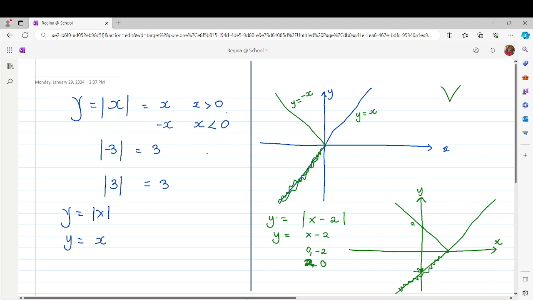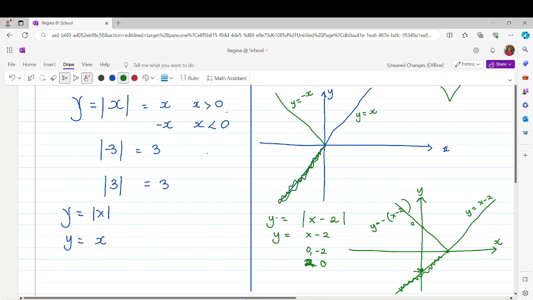The original line that does not reflect is the line y equals x minus 2, and this other one we flipped is the line y equals negative (x minus 2). So that's how we sketch the modulus graph.